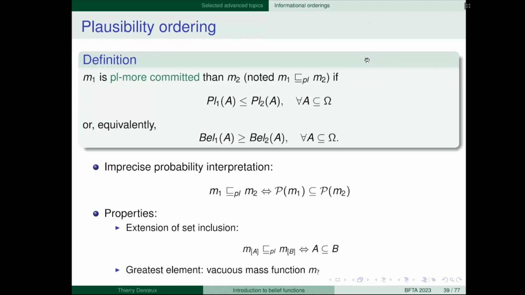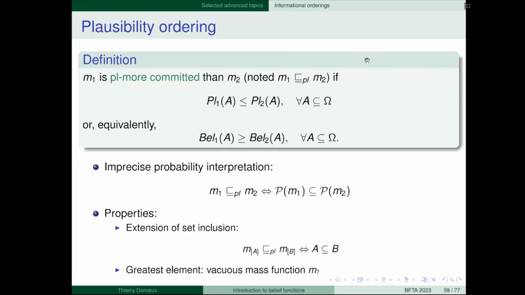There is one definition here. We can say that m1 is more committed than m2, or more committed in the sense of plausibilities, and we denote it like this, if for any subset A of omega, pl1(A) is less than or equal to pl2(A). So the plausibilities computed from m1 are smaller than the plausibilities computed from m2. This is equivalent to saying that for any subset A, the degree of belief in A obtained from m1 is always larger than or equal to the degree of belief from m2. So if any event A is more supported considering m1 than considering m2, we can say that m1 is more committed, or more informative, than m2.